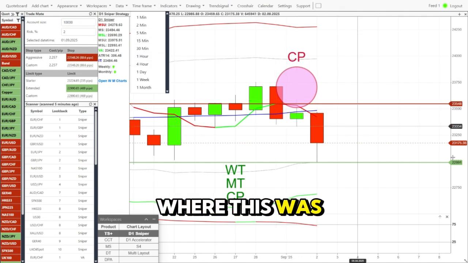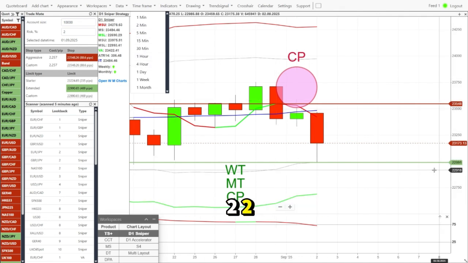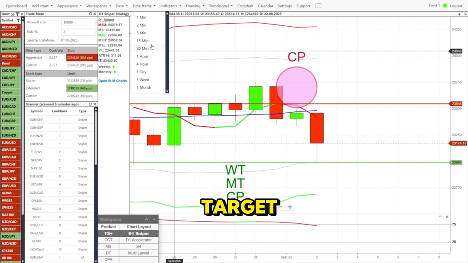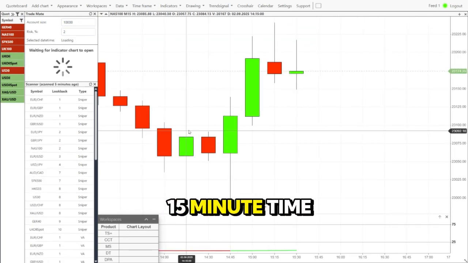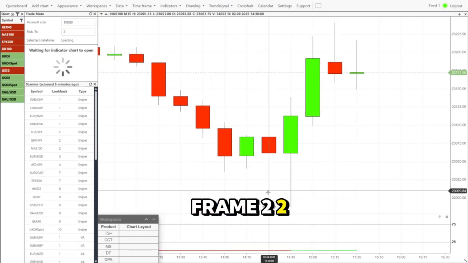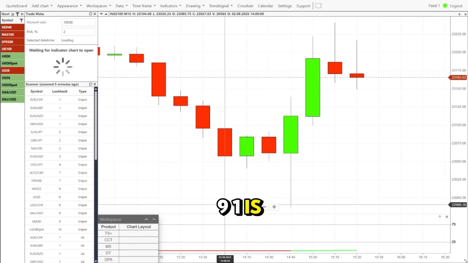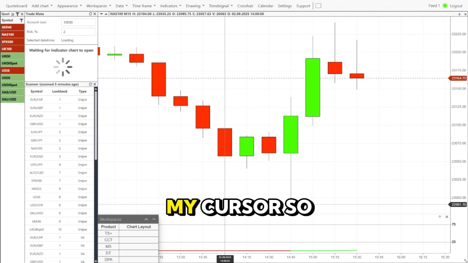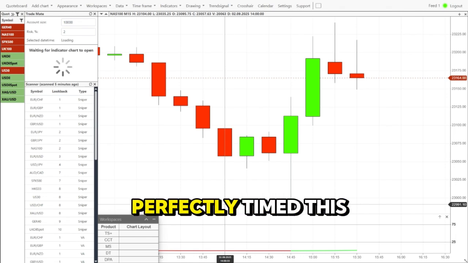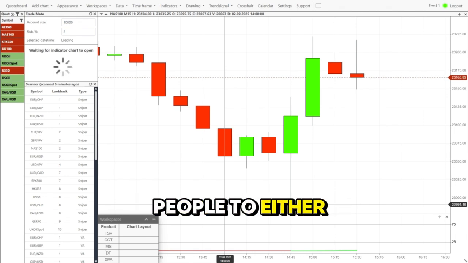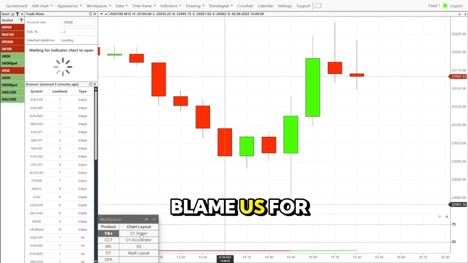Just to show you where this was, remember this number, 22991, that's our target. If we go down and, for example, look at the 15-minute time frame, 22991 is just about here in line with my cursor. So we almost perfectly timed this move. There was a pip or two either side of it, but I don't think you can blame us for missing that.